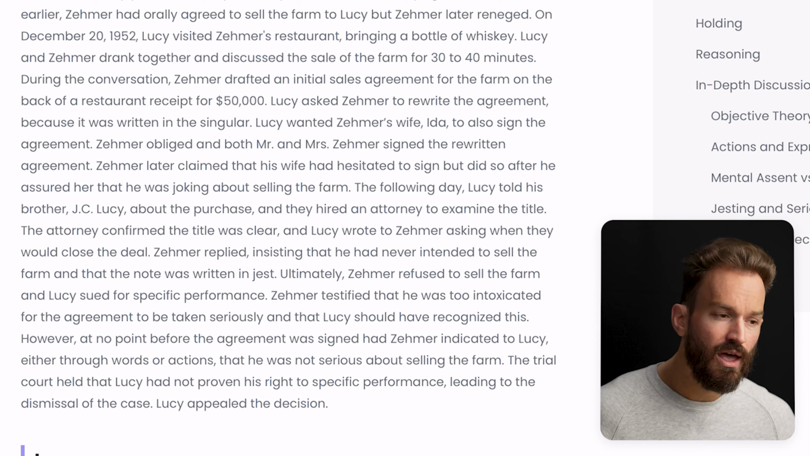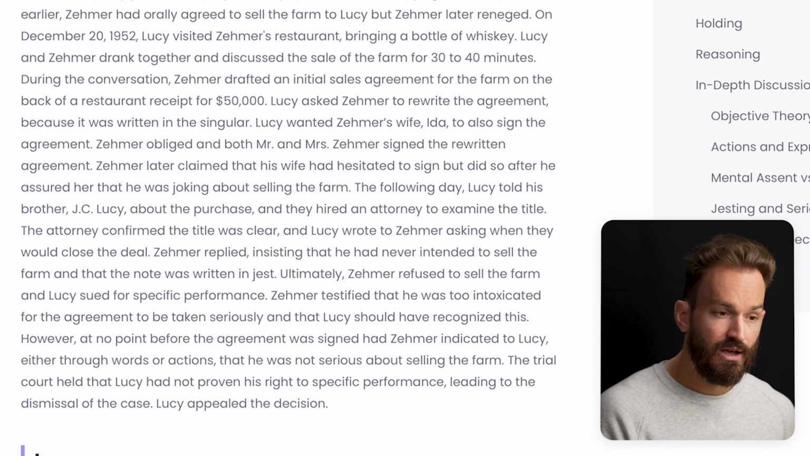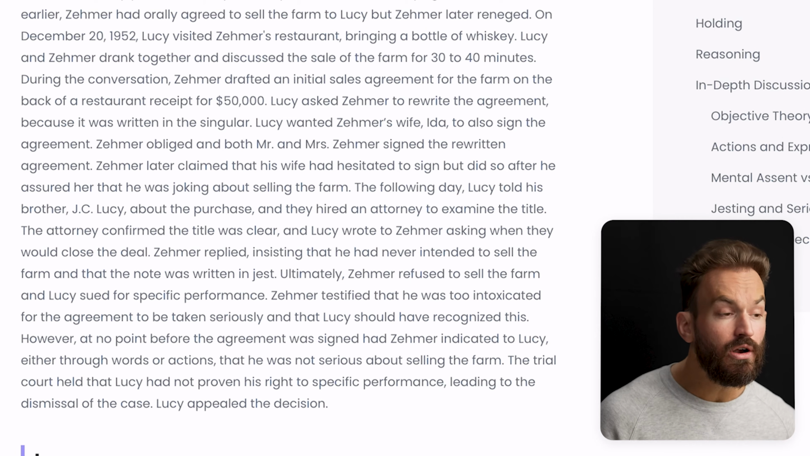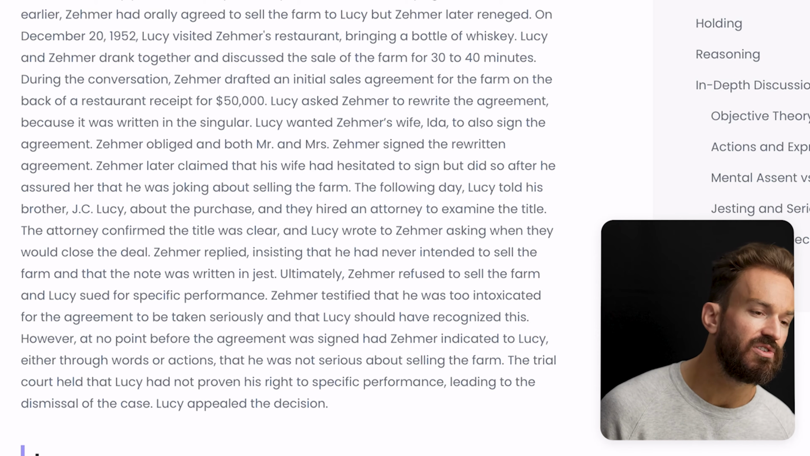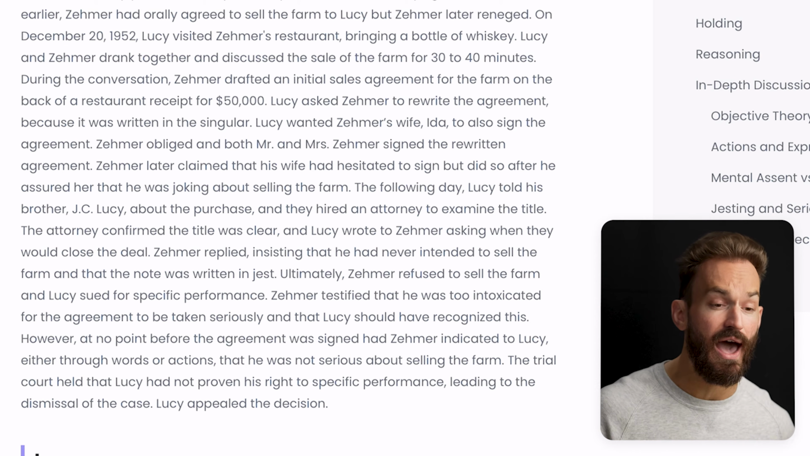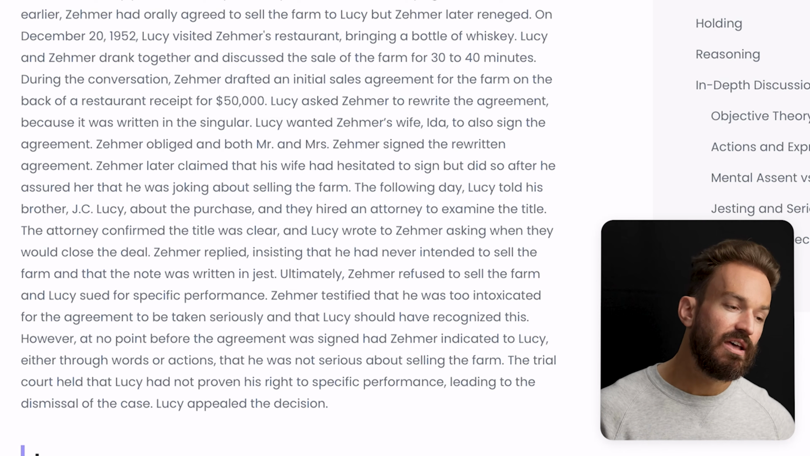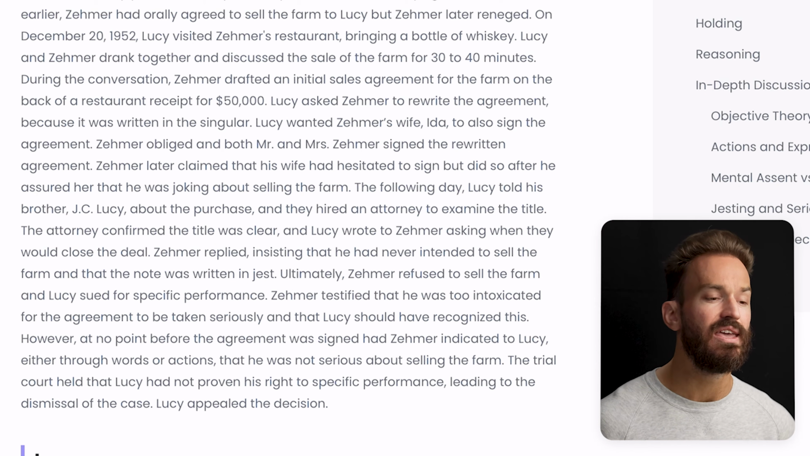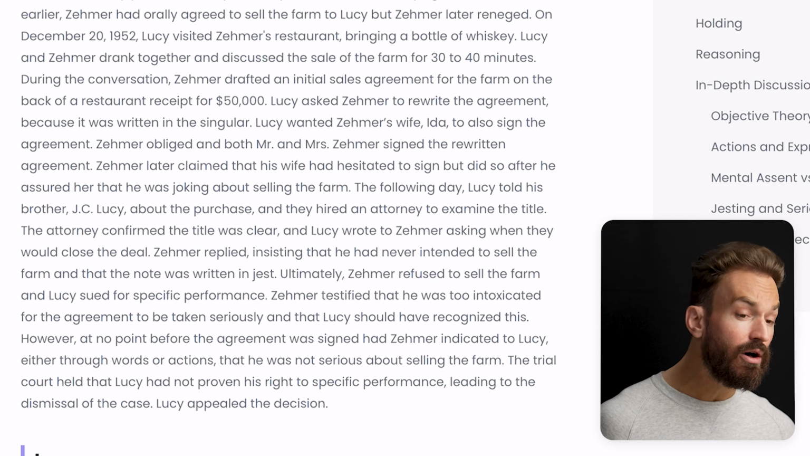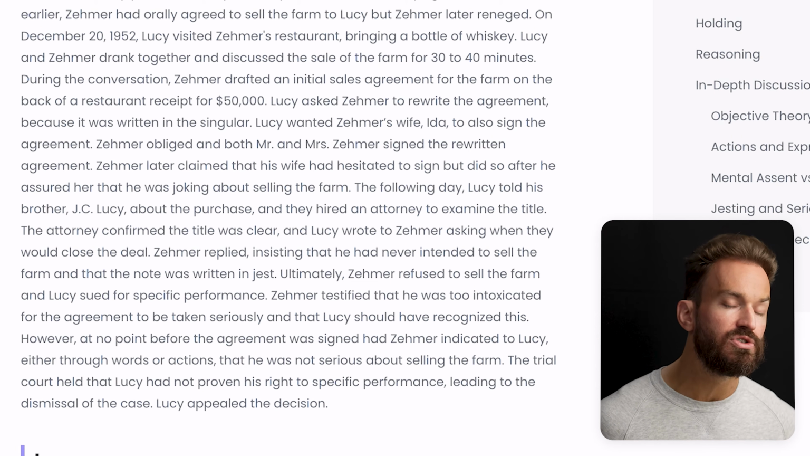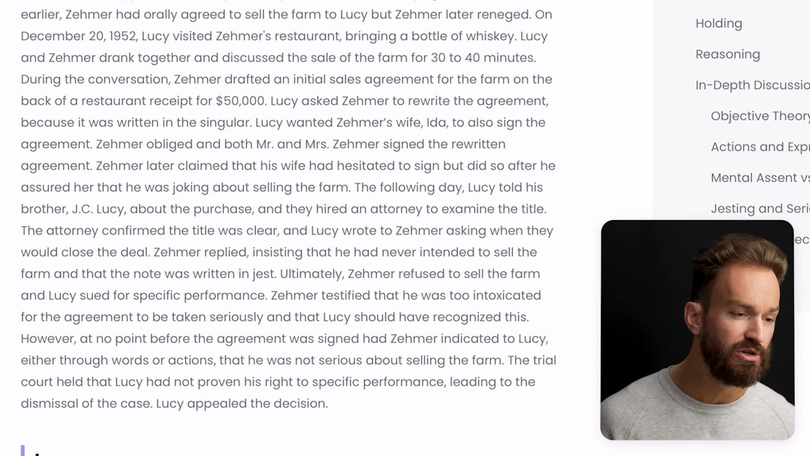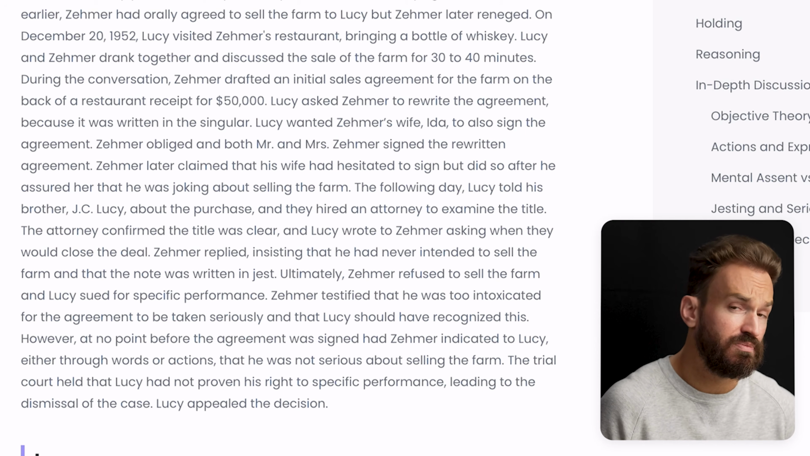So the following day, Lucy told his brother, JC, about the purchase, and they hired an attorney to examine the title. The attorney confirmed the title was clear, and Lucy wrote to Zehmer asking when they would close the deal. This is when Lucy learns the bad news. Zehmer replied, insisting that he had never intended to sell the farm and that the note was written in jest. Ultimately, Zehmer refused to sell the farm to Lucy, and Lucy sued for specific performance.